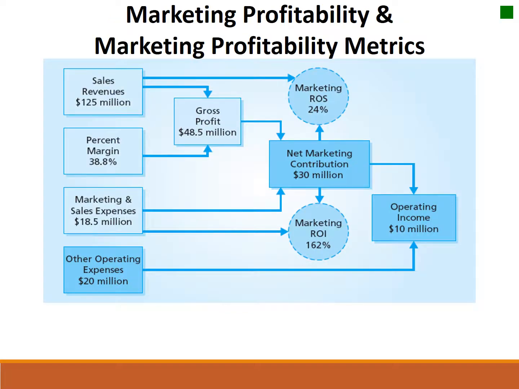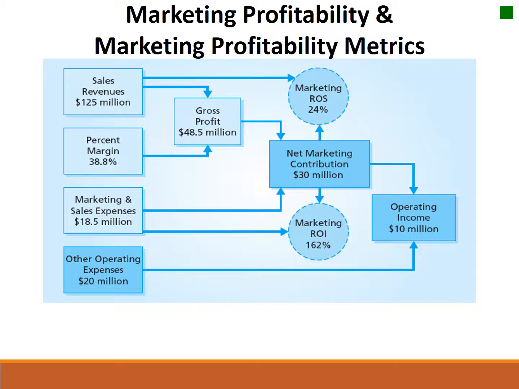Another way we can look at this, and we can walk through a flow chart to talk about net marketing contribution as well with this exact same example. In this case, we'll have our sales revenue. The way you get your gross profit, which we used in our last example, is we multiply sales by margin. If we multiply sales by margin, then we have a gross profit of 48.5, which is where we come from there.